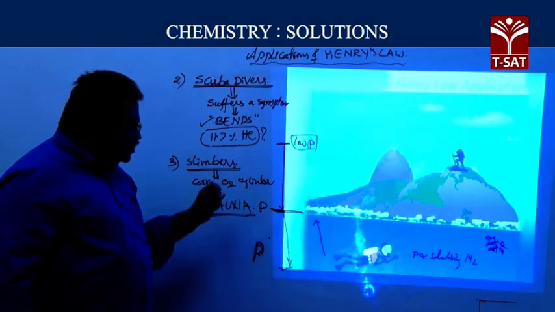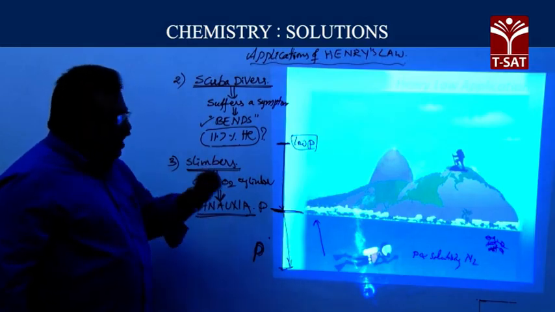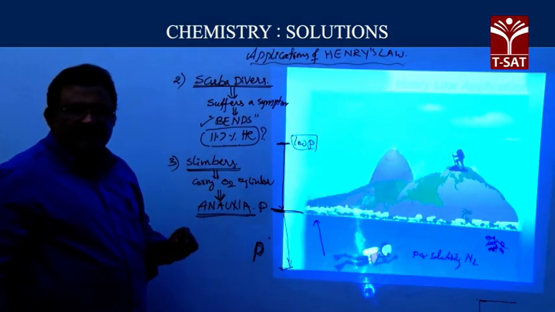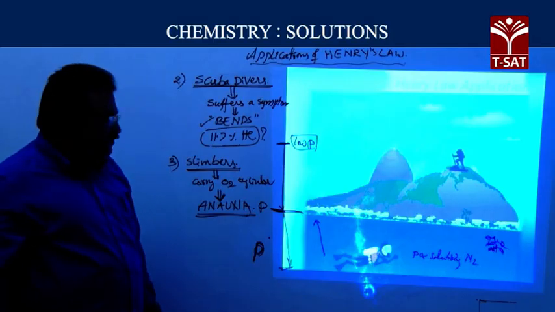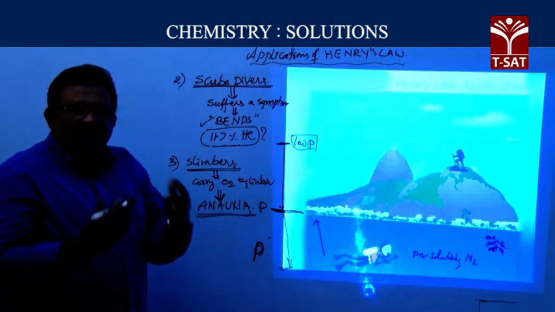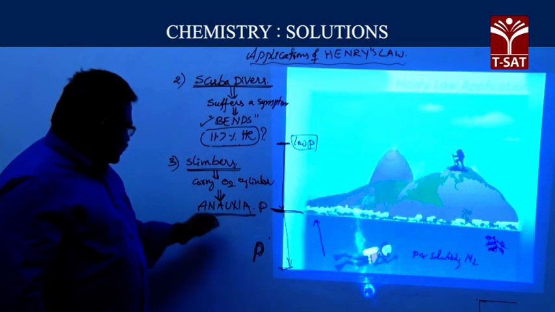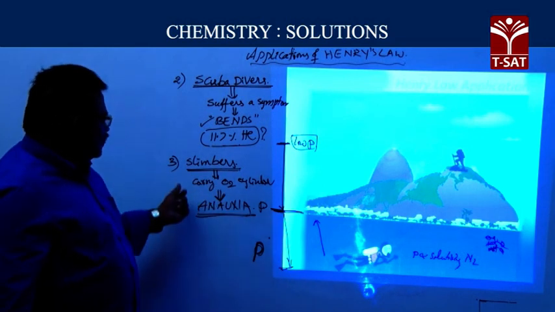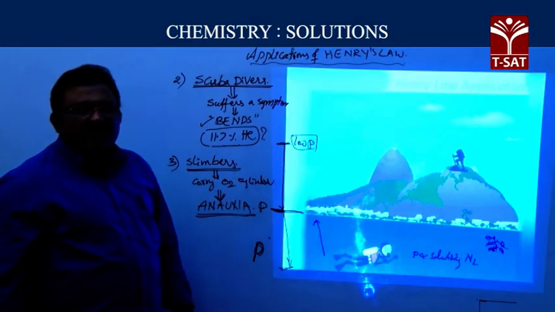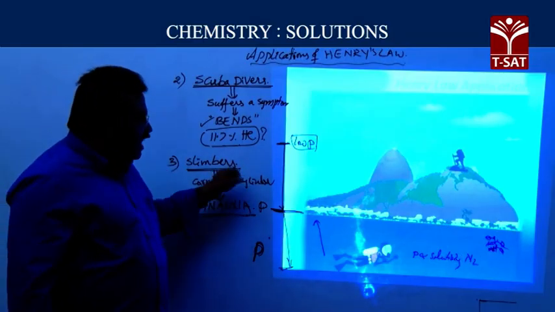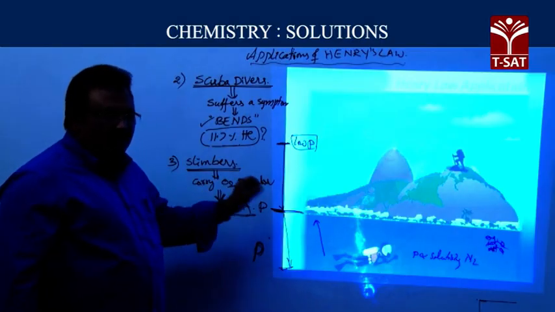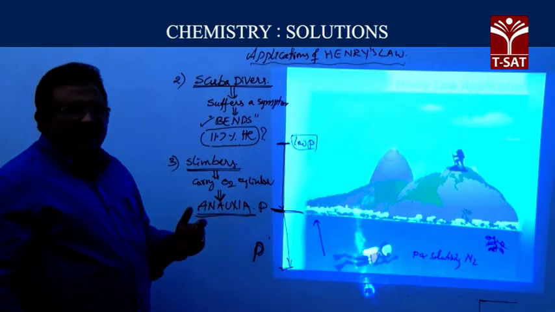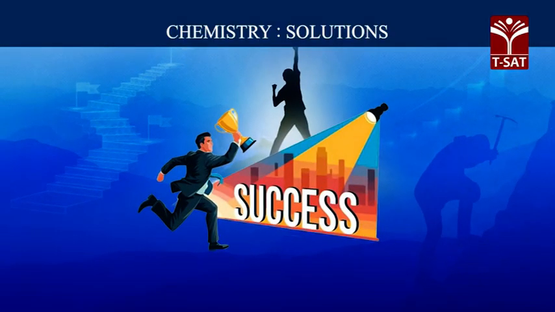Because of less solubility of oxygen gas in the blood, he will go into a state in which he will not think properly. Such a condition is known as anoxia. To avoid anoxia, an extra cylinder of oxygen must be carried with high pressure so that he will get rid of this. So, these three are the applications of Henry's law.